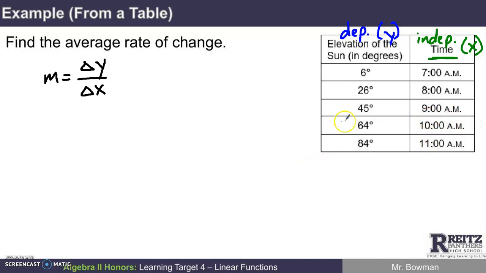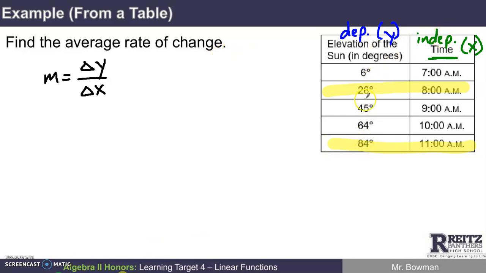So depending on the ordered pairs you pick, you might get a different answer than I'm going to, and that's okay if that happens. For an assessment, we may very well ask you to pick two certain ordered pairs. I think I'm going to pick these two. I'm going to pick the second one here, and I'm going to pick the very last one. And if you picked different ones, you'd get a different answer than I would, and that's okay.